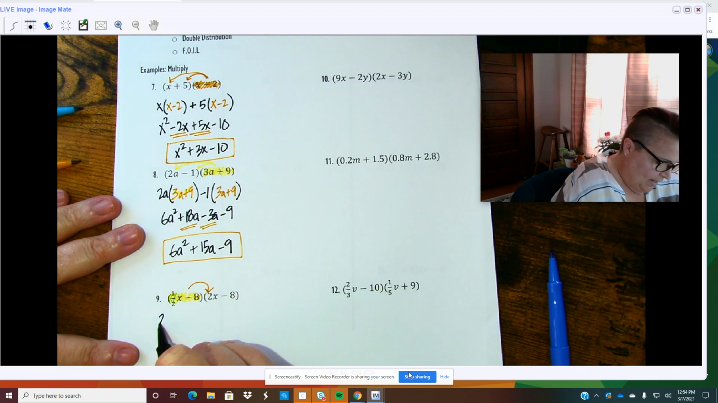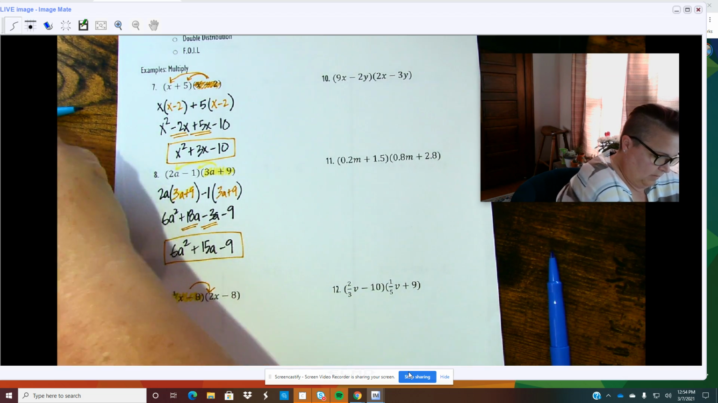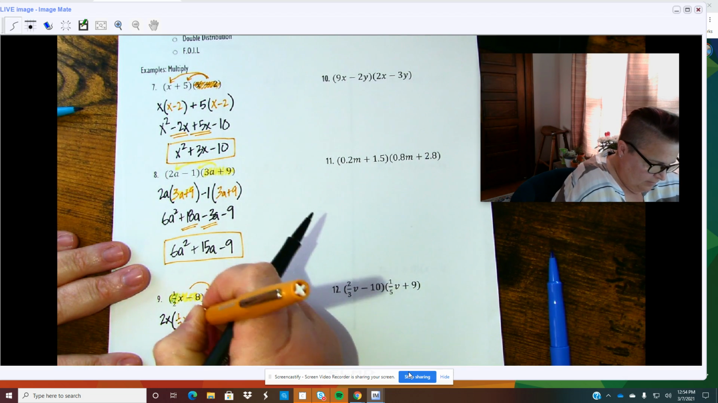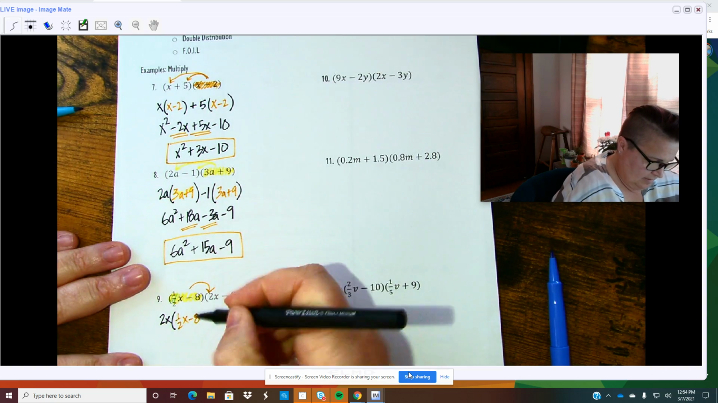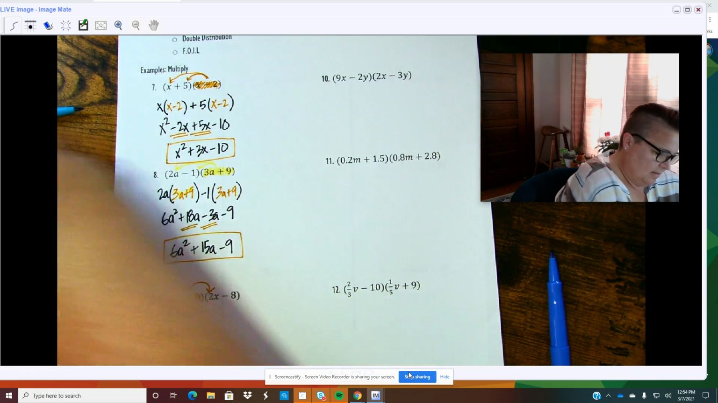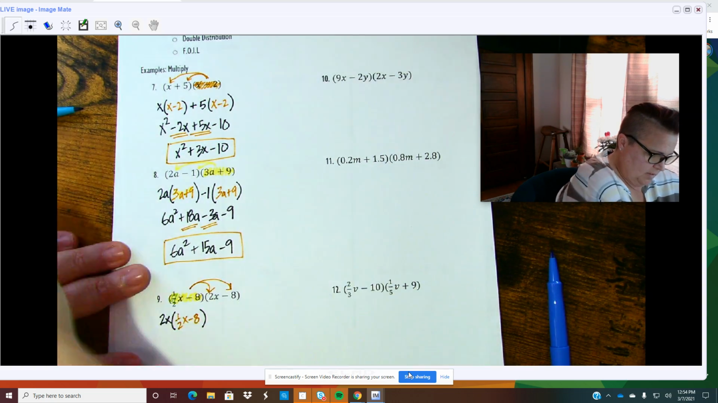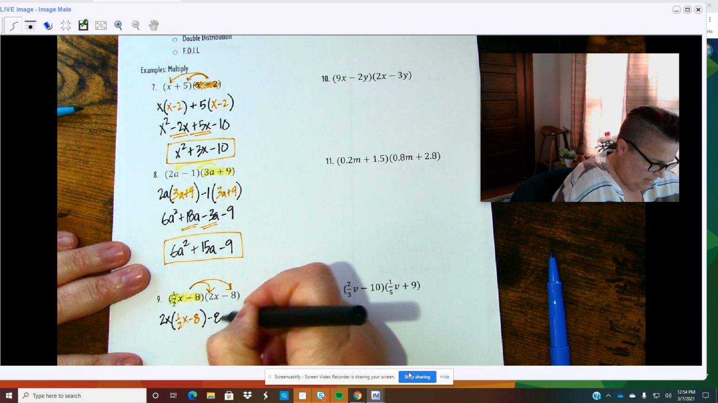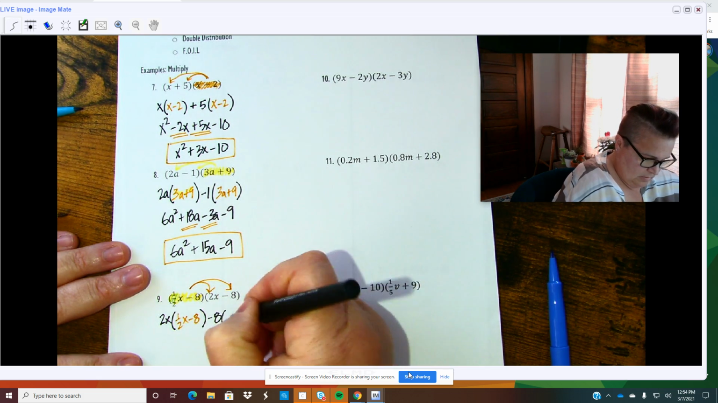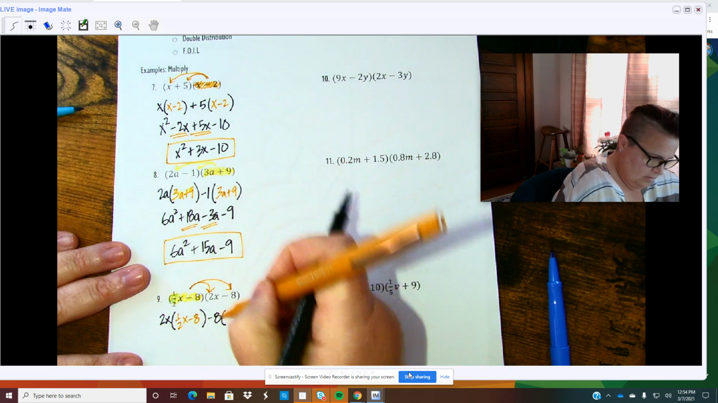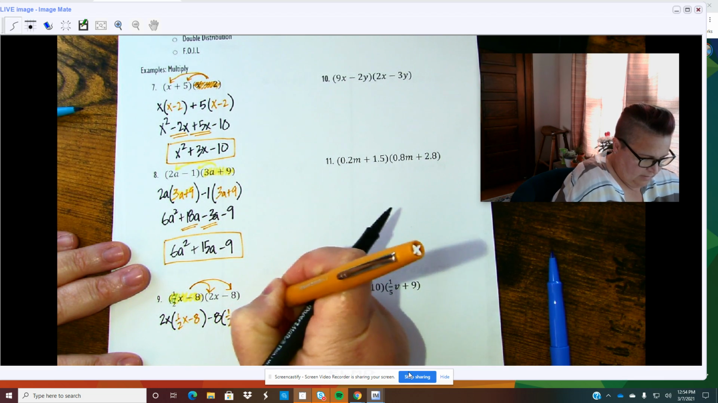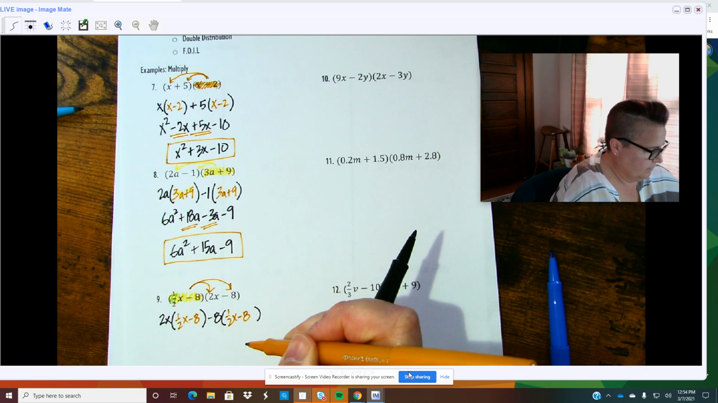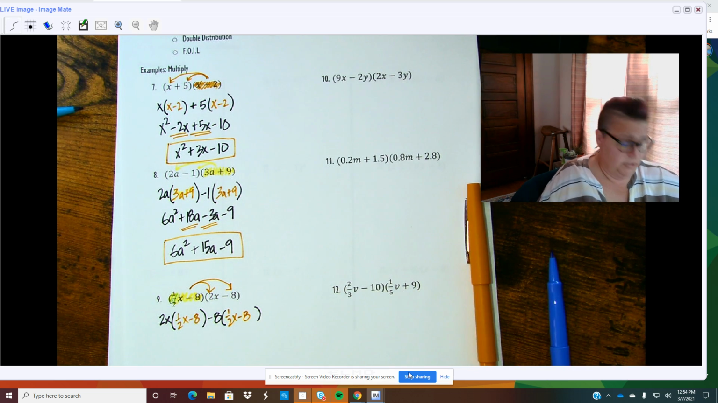So we have a 2x, and then we'd have a 1/2 x minus 8. And then we can distribute this to the other one, minus 8, 1/2 x minus 8. And this will work too.